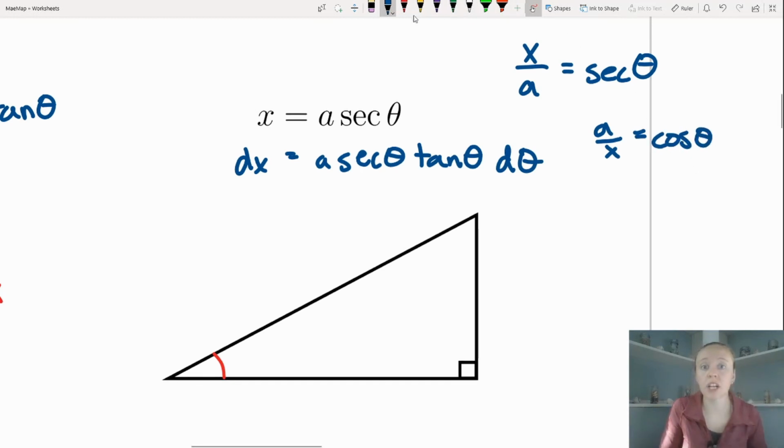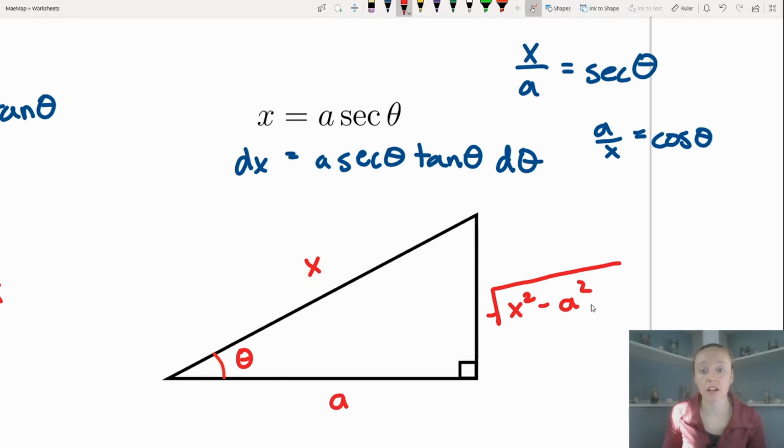So let's set up our triangle. If that angle is theta, cosine is adjacent over hypotenuse. So now my x is my hypotenuse, and my adjacent side is a. That means that the other side is going to be the square root of x squared minus a squared.